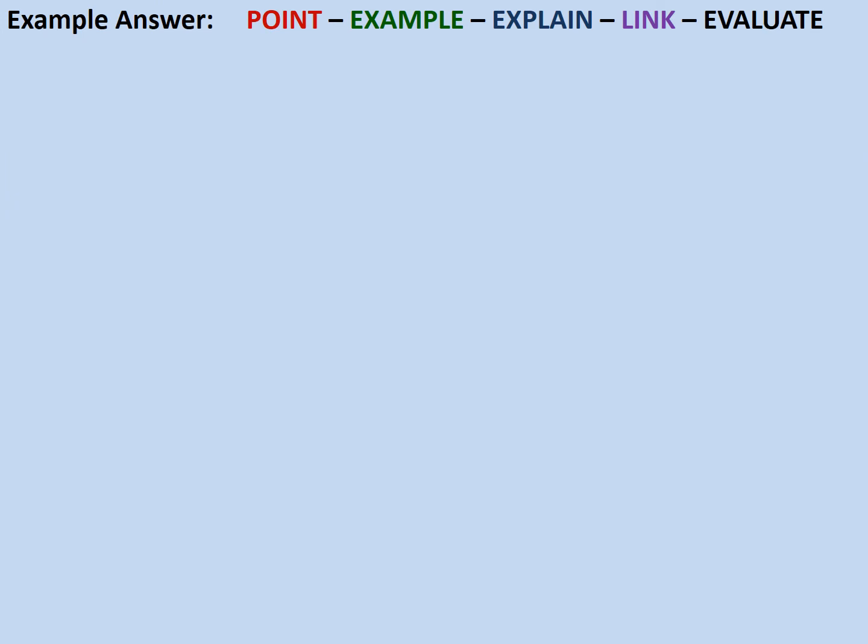So let's have a look at an example answer. I've colour-coded my answer to show where I've made a point, supported it with an example, further explained it, then linked it back to the question. Sections where I've evaluated it and tried to weigh out my answer are shown in black.